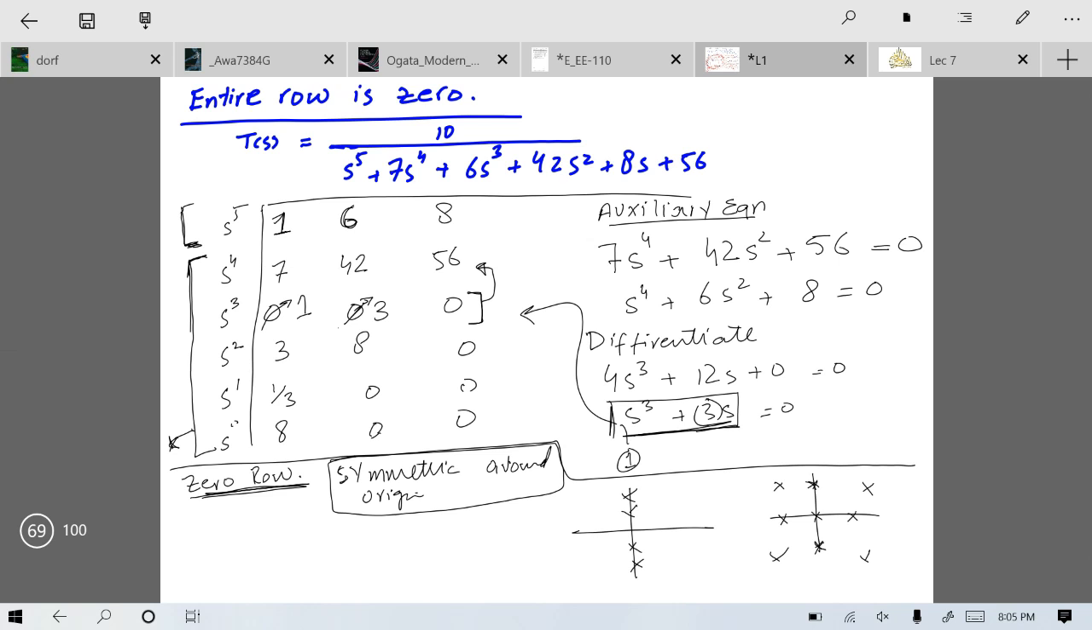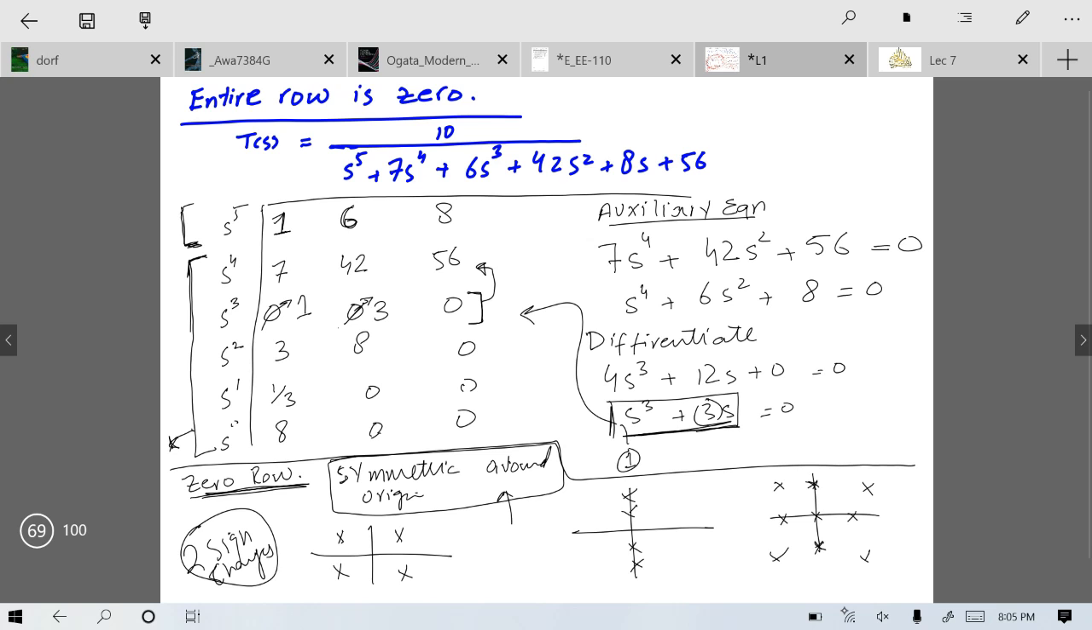If there had been a sign change, let's suppose that there are two sign changes in this area. If there are two sign changes, then we can have our four poles like this, two poles on the right hand side and two poles on the left hand side. In case of two sign changes, we have to fulfill this condition, symmetric around origin, while keeping this condition intact as well, that if there is no sign change, you cannot put any pole on the right hand side.